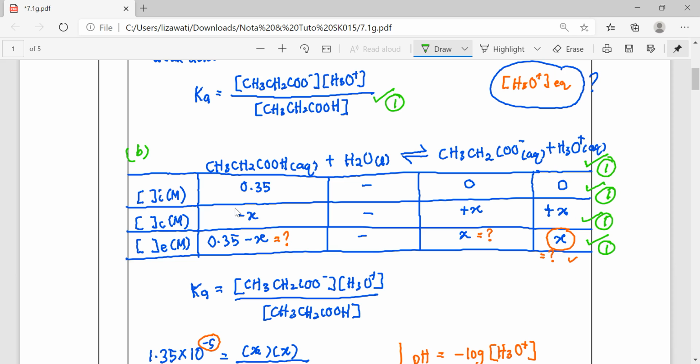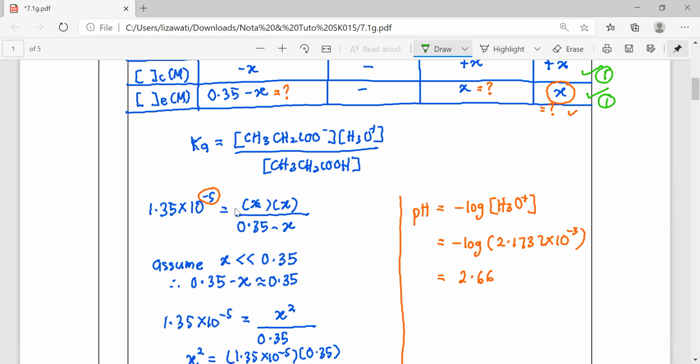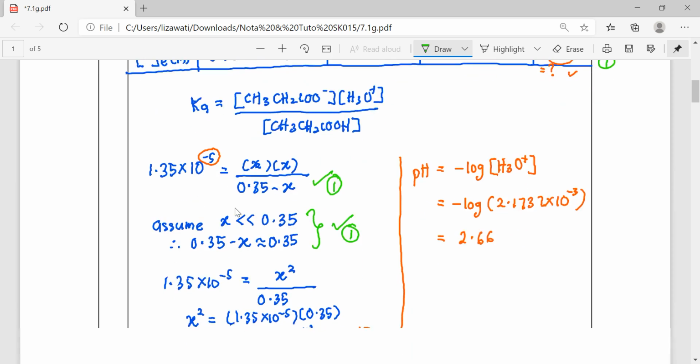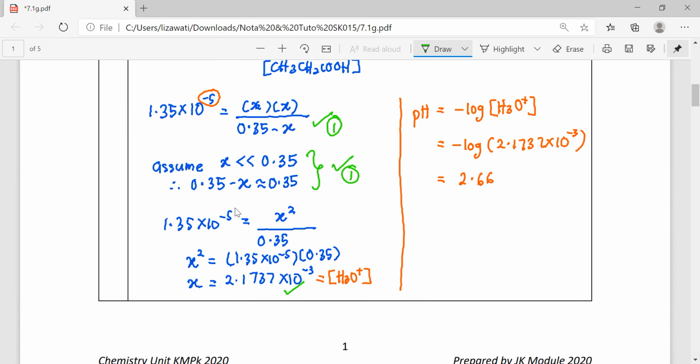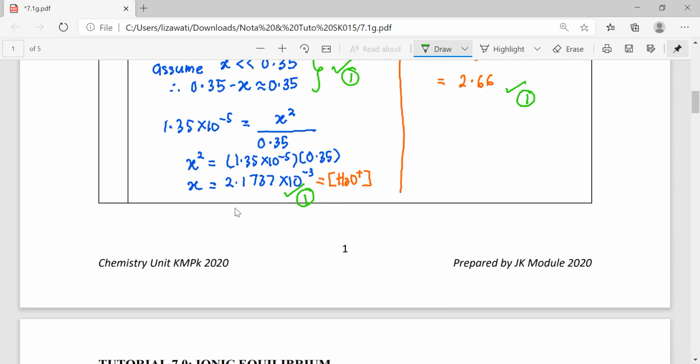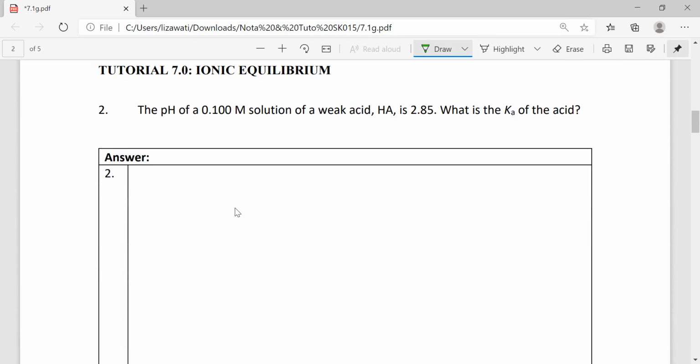So the Ka expression is already given from the previous calculation. So the next mark refers to the substitution. And then you make an assumption here, 1 mark. Alright, next the X value. So you write the formula of pH and the final answer. pH equals 2.68. Right, so now we move to the second question.